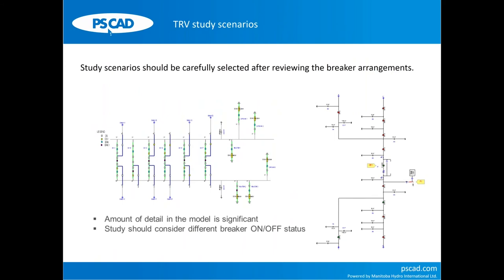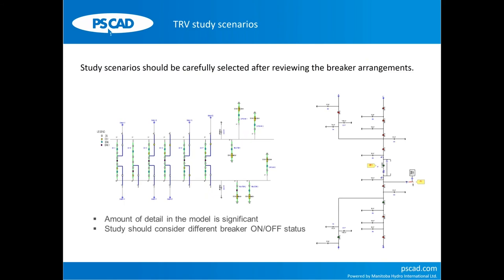The other important point is that previously I showed a very simple system, but in real life the substation is very complicated. You may have 100 breakers and so many bays. So you always have to consider the credible scenarios, and you have to consider which breaker is on and which breaker is off in general operation, because based on that, the fault current contribution at a particular place can be different.